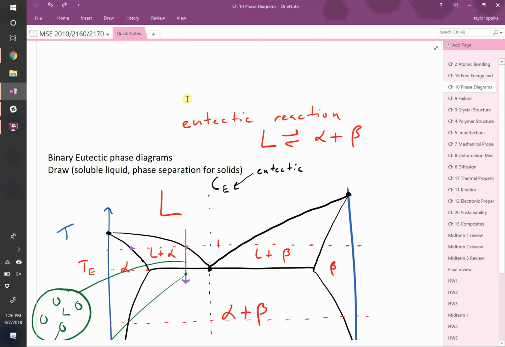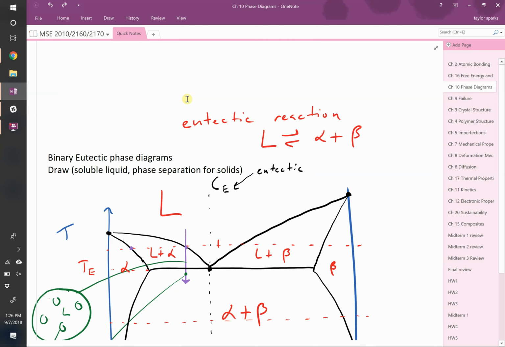Yeah, Sam? When we're counting the phases, are we counting the regions that the line or the point is touching, or are we counting like liquid, alpha and beta? Oh, good question. Count the phases themselves, right? So here you've got beta and here you've got beta. That's just one phase, right? So this would be liquid plus beta, which is still just 2 phases present because beta is the same on both sides.